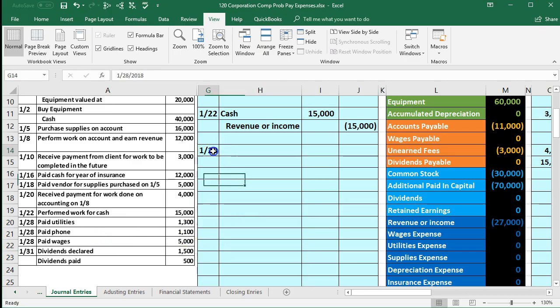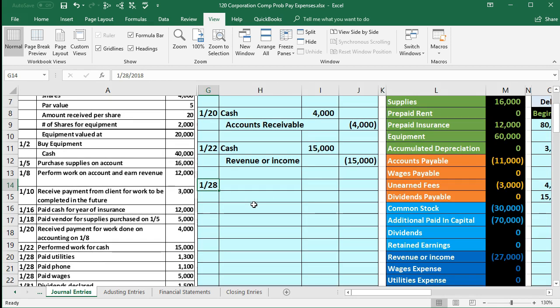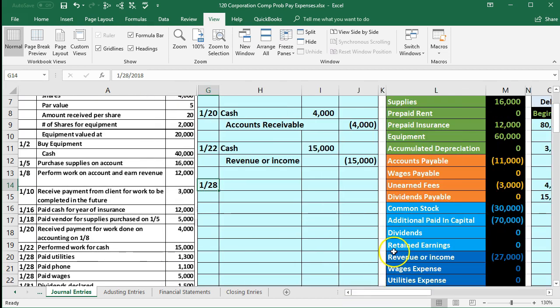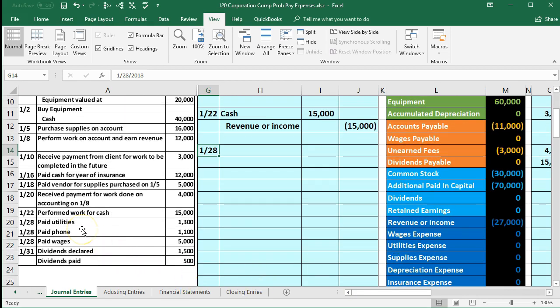So we'll start with 128. We're going to journalize it to the general journal and then post it to the general ledger, and that'll be used, of course, to create the trial balance. Okay, so we've got paid the utility bill, $1,300.